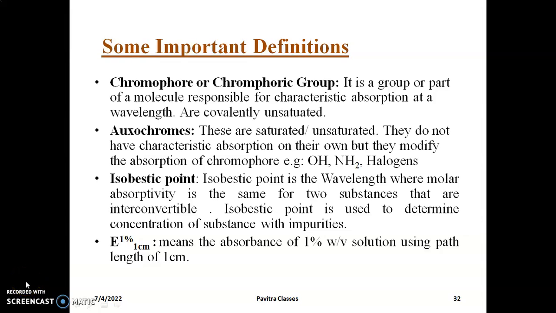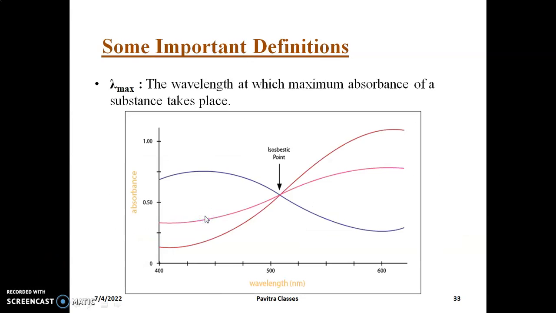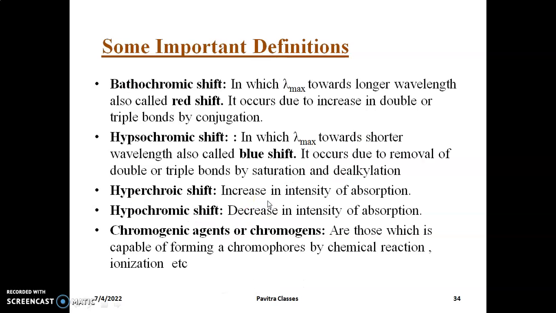Next is the specific extinction coefficient, E1% 1 cm. It means the absorbance of a 1% weight by volume solution using a path length of 1 centimeter. Lambda max is the wavelength at which maximum absorbance of a substance takes place. This is the graph of the isosbestic point. Here 3 samples are taken where the curves join at one wavelength. So all 3 compounds show the same absorbance at a particular wavelength, and this point is called the isosbestic point.